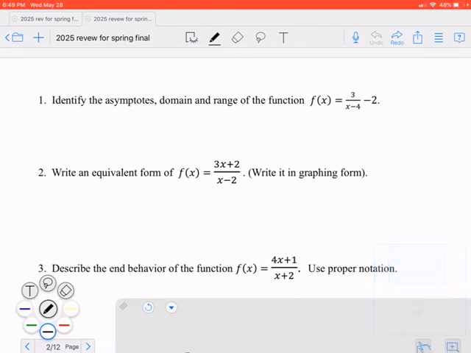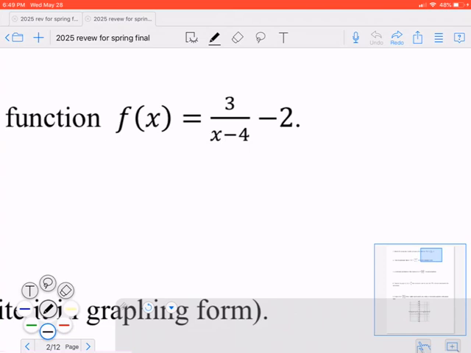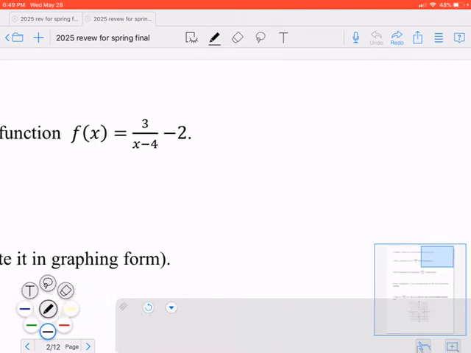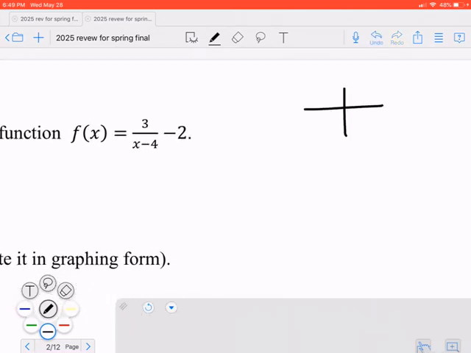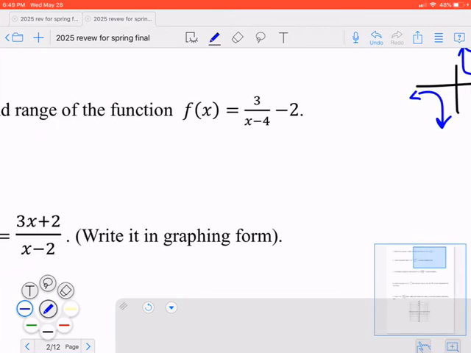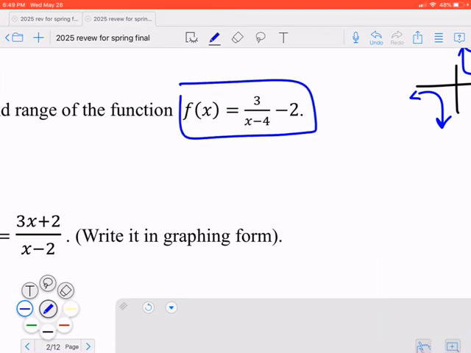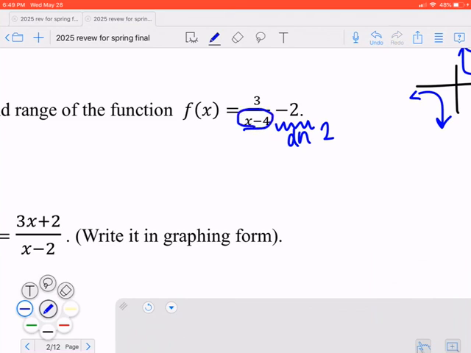Identify the asymptotes, domain, and range of this function. This was Chapter 4, the kind with branches, where there's a branch that does that and another one does that. So this is in graphing form. Instead of the parent, the minus 2 means it's gone down 2, and x minus 4 on the bottom of the fraction means it's gone to the right 4.